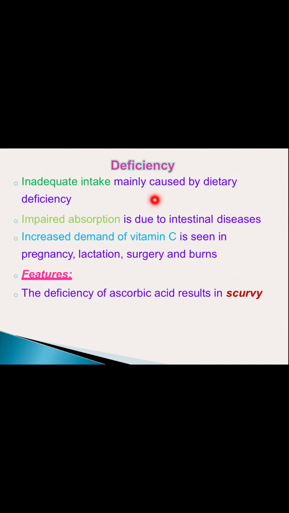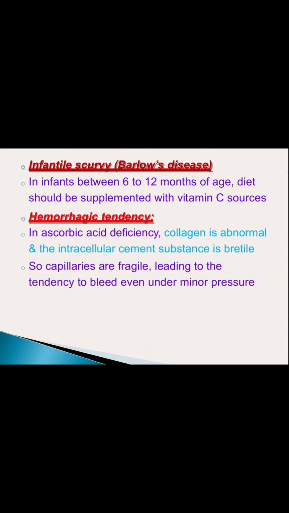Mainly the deficiency is due to deficiency of dietary vitamin C, and if there is increased demand and you are not fulfilling the demand in pregnancy, lactation, surgery or burns, or if there is impaired absorption due to some intestinal disease. The main disease related to vitamin C is scurvy. Okay, scurvy. We will talk about that. In infants between 6 to 12 months of age, the diet should be supplemented with vitamin C sources, otherwise they will have infantile scurvy. So, what happens in the whole scenario is there is a hemorrhagic tendency.